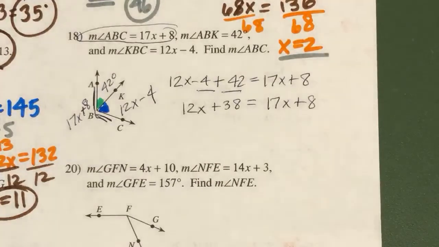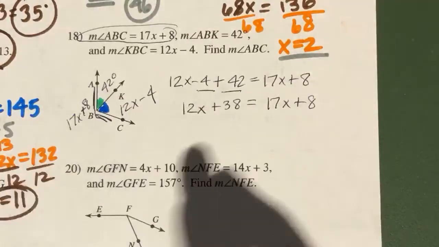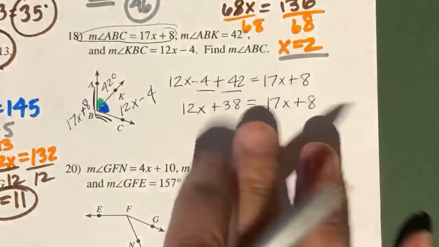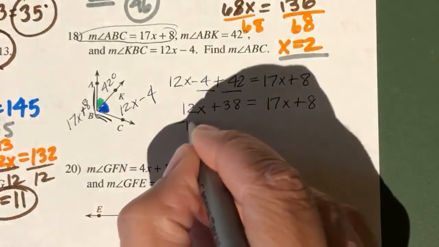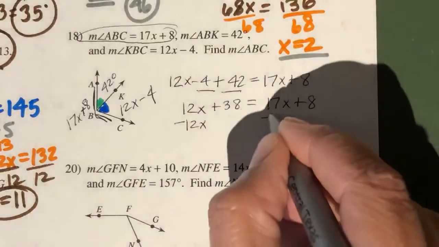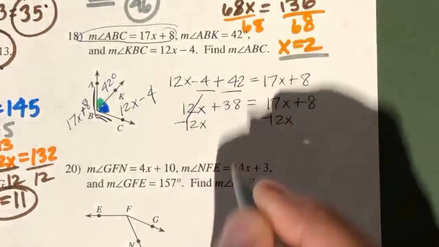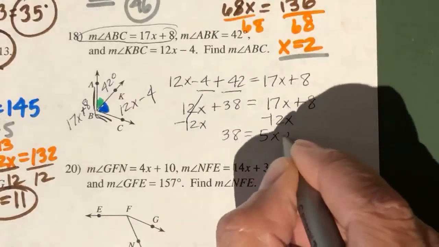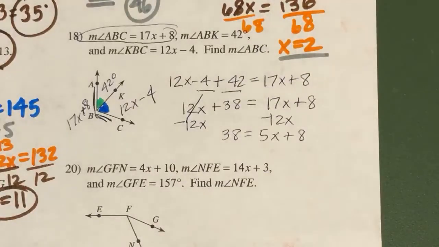Now, if you remember from algebra, you can subtract these from either side. You need to move the variables on one side and the numbers on the other. So I'm going to move the 12x over to the 17x. Since it's a positive 12x, I'm going to subtract it. And that leaves me with 38 on this side and 5x plus 8 on this side. Okay, hopefully that makes sense.